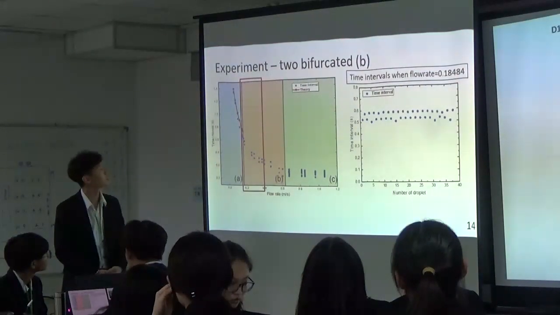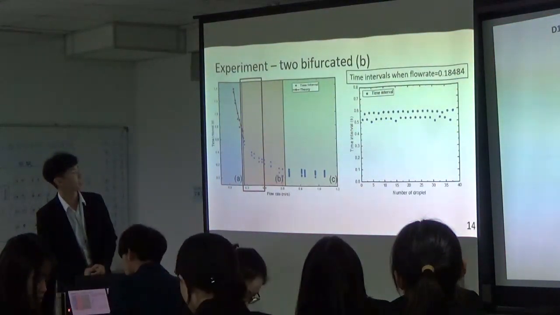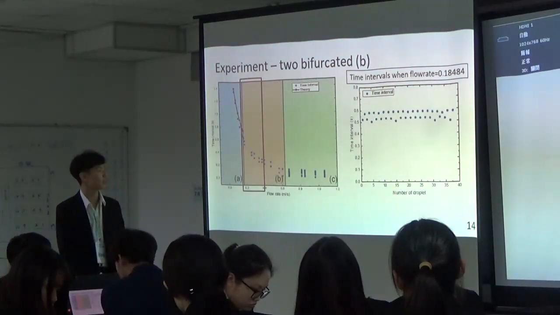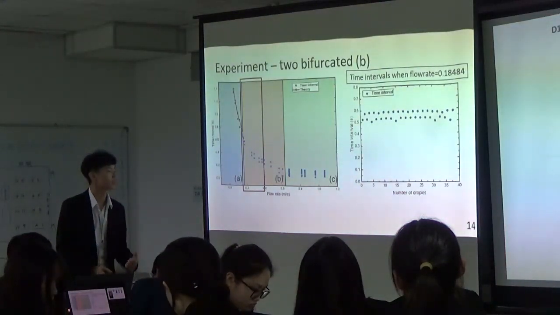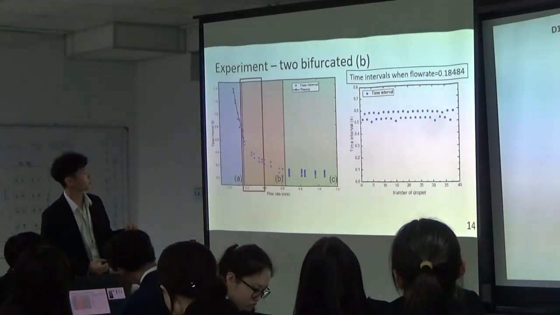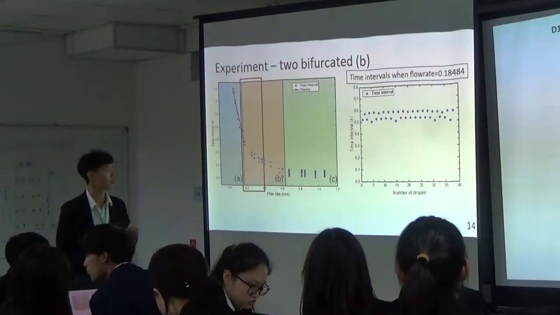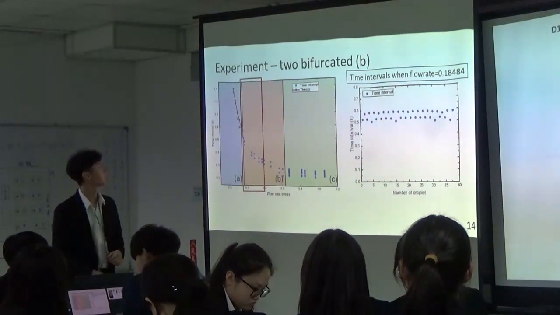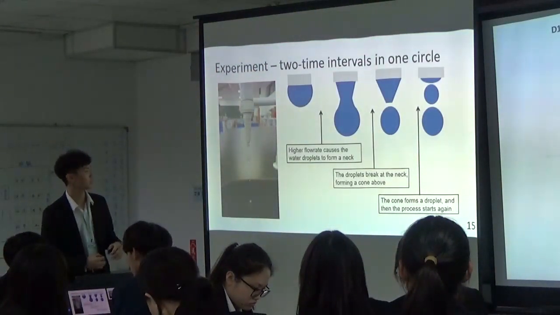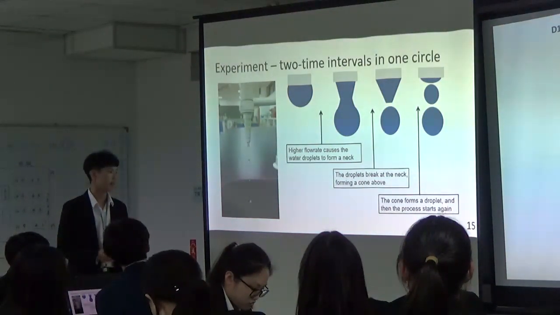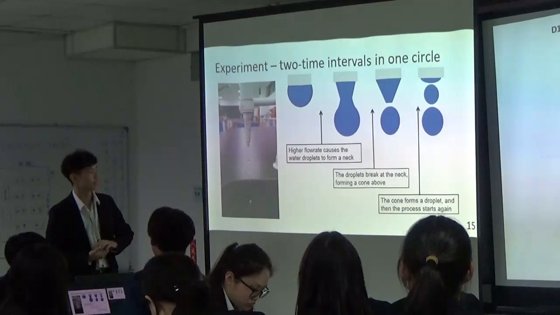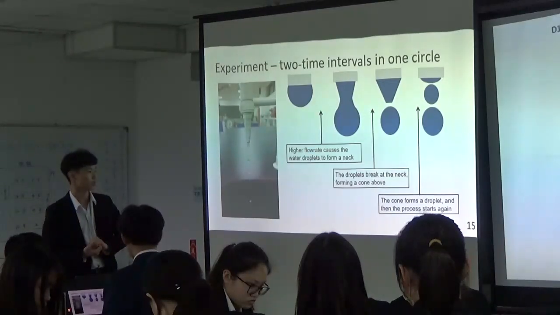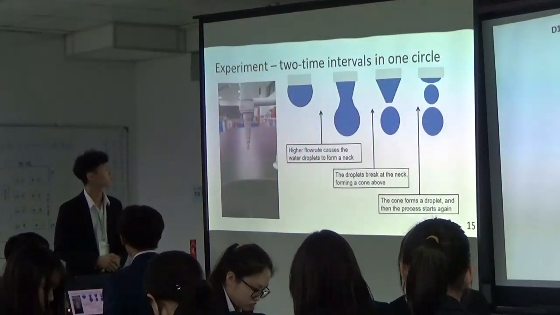Next is our second experiment, time bifurcation. In our experiment, we found that in the first part, the dripping will bifurcate into two time intervals. It is because the high flow rate causes the water droplet to form a neck, and the next time the droplet breaks, the neck forms a cone above, and the cone forms a droplet, and then the process starts again, such as in this video.